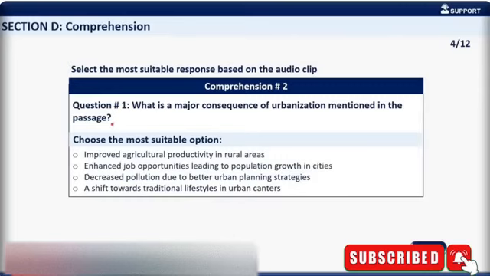Okay, so now let's attempt the questions. What is the major consequence of urbanization mentioned in the passage? The options are improved agriculture productivity in rural areas, enhanced job opportunities leading to population growth in cities, decreased pollution due to better urban strategies, shift towards traditional lifestyles in urban centers. The correct answer is enhanced job opportunities leading to population growth in cities.